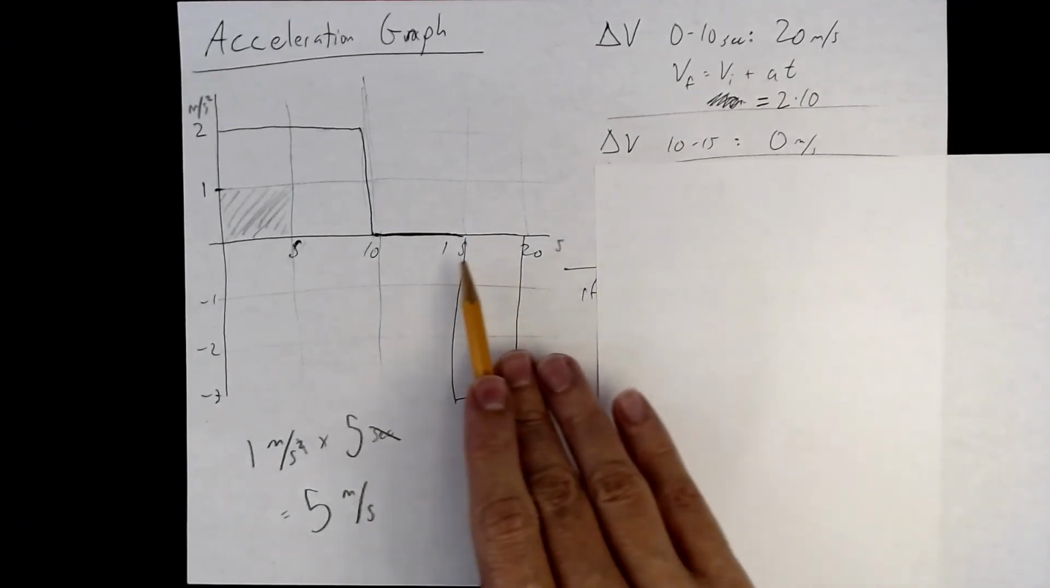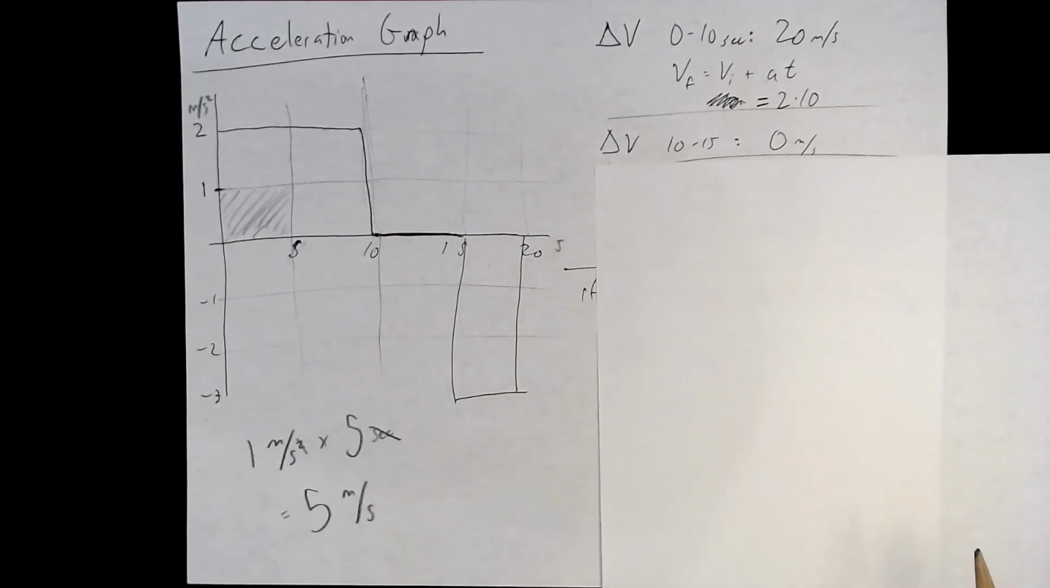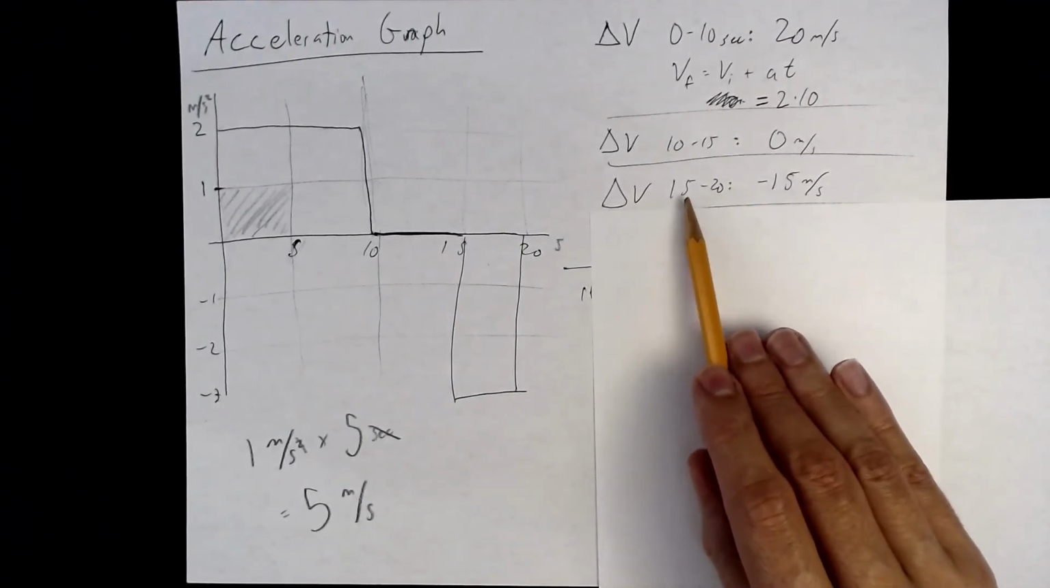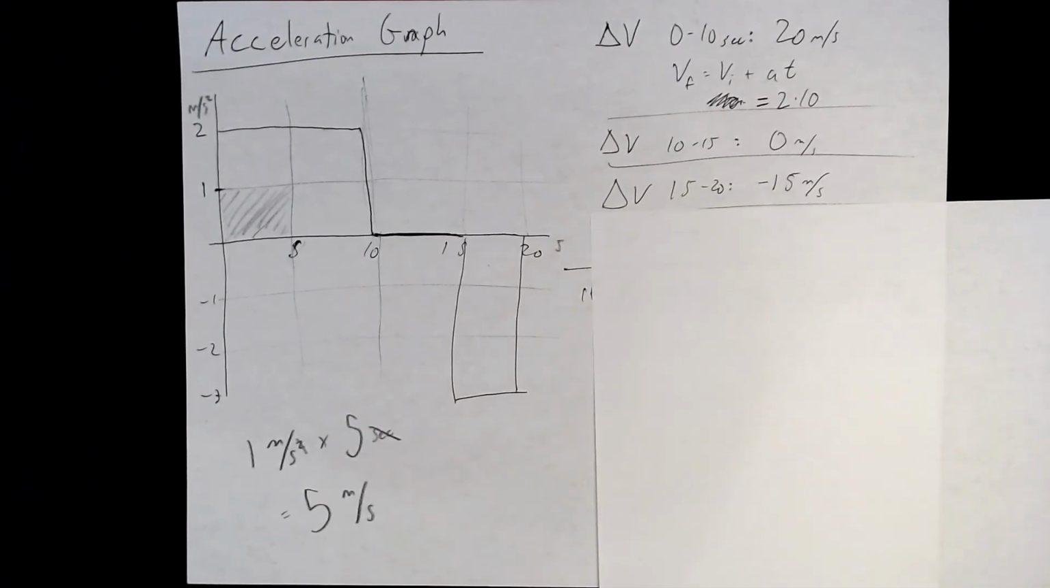Okay, next block of time, 15 to 20. We've got 3 blocks there, but they're negative 3 blocks. So negative 3 times 5 is negative 15. The change in velocity from 15 seconds to 20 seconds is negative 15 meters per second.